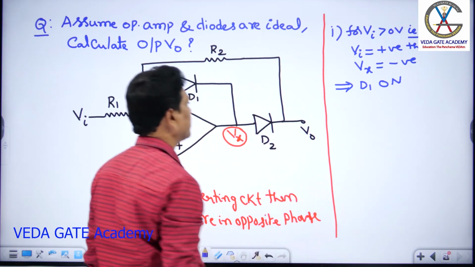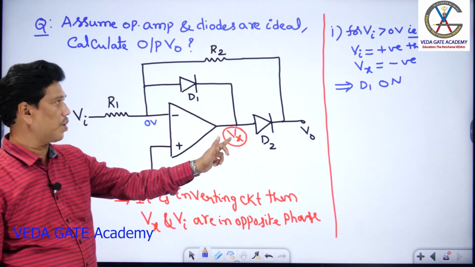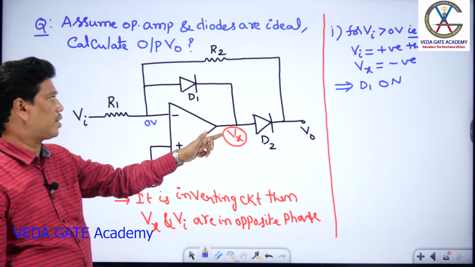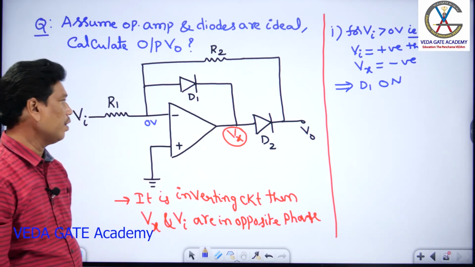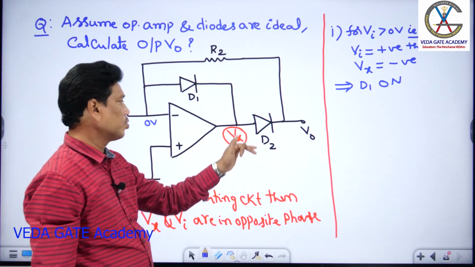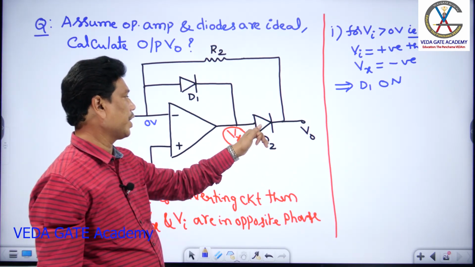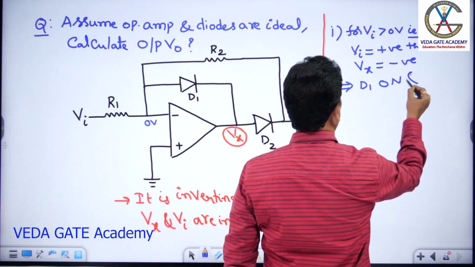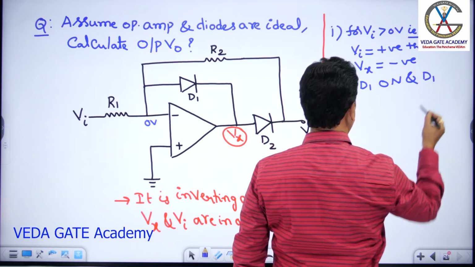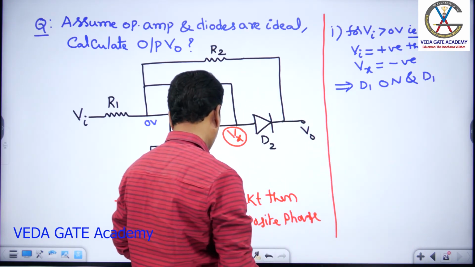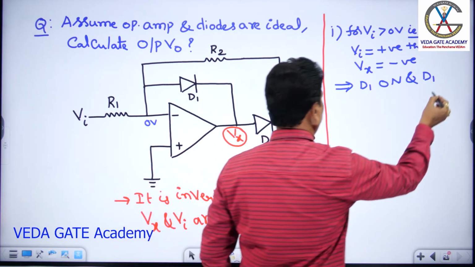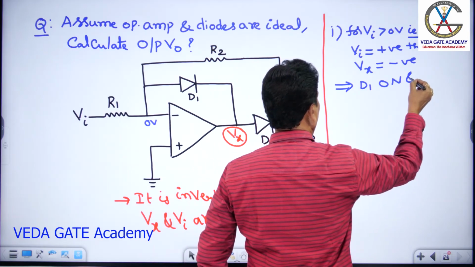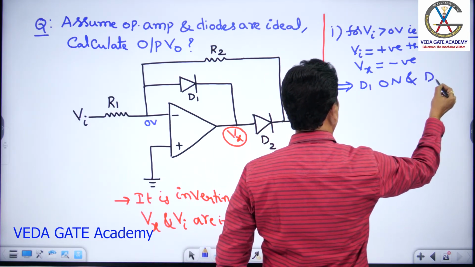Confirm my option: the cathode voltage is Vx, that is negative, and the anode is at 0 volt, which is positive compared to the cathode potential, so the diode D1 should be on. For diode D2, Vx is negative, so the anode is at negative potential, which means D2 becomes off. D1 is on and D2 is off.